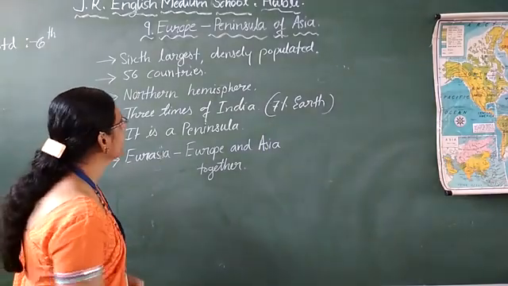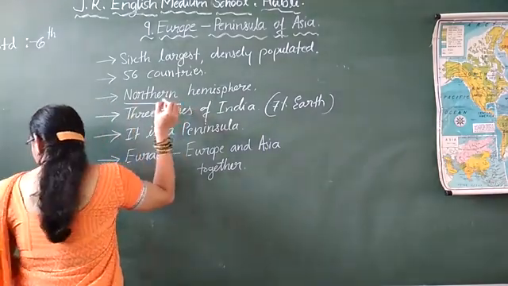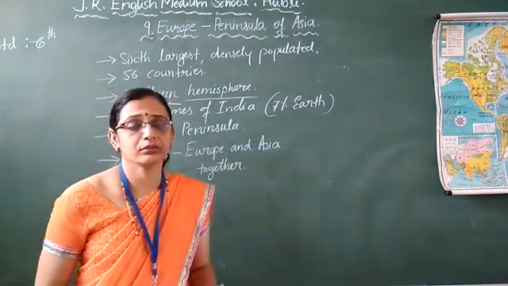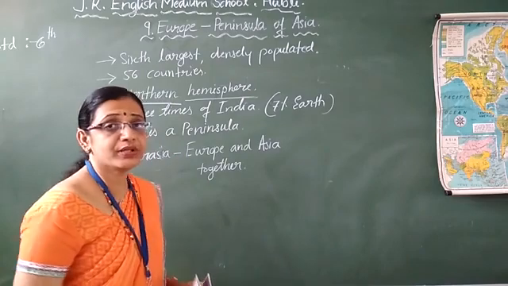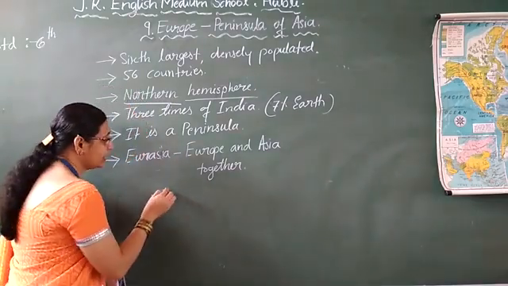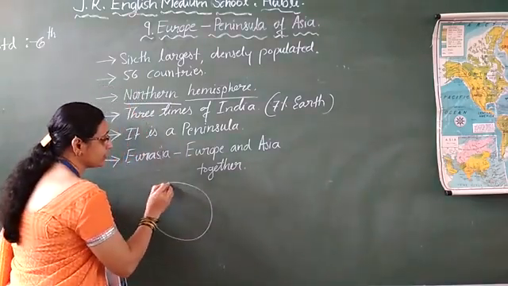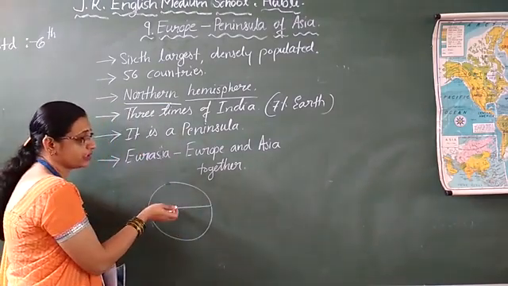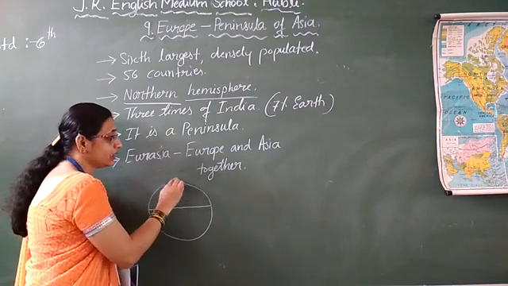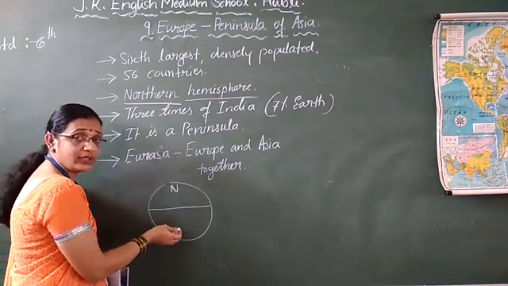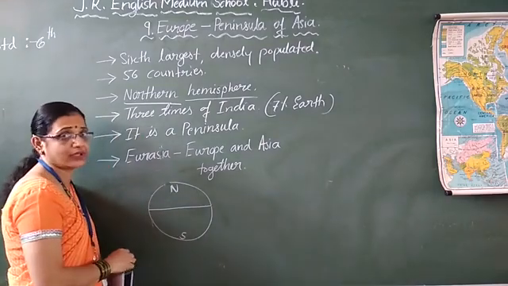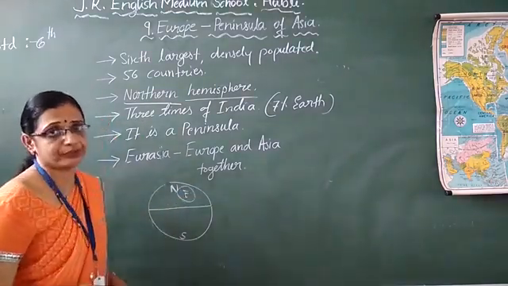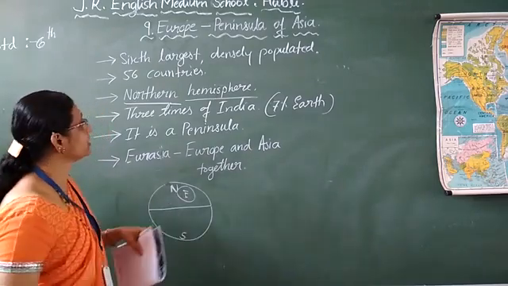The location we are taking is in the northern hemisphere. This Europe is in the northern hemisphere. How is it northern, children? See, the middle one is the equator. Whatever the top portion above the equator is, that is the northern hemisphere. What is below the equator? That is the southern hemisphere. So this Europe is completely in the northern hemisphere, and it extends towards the east.